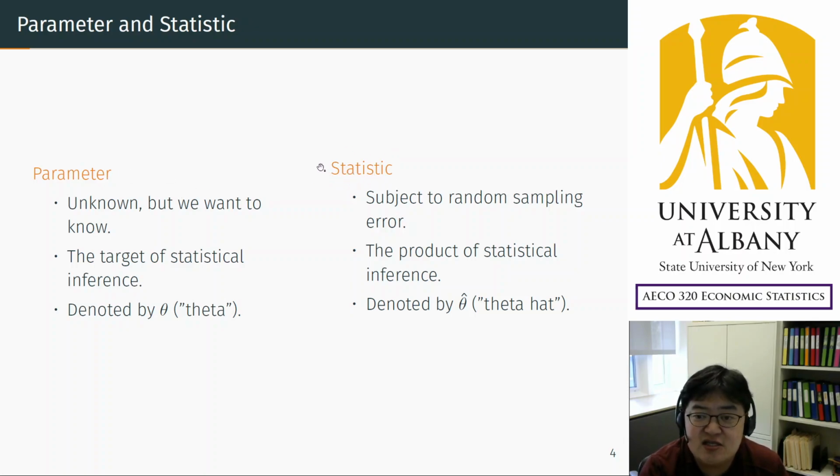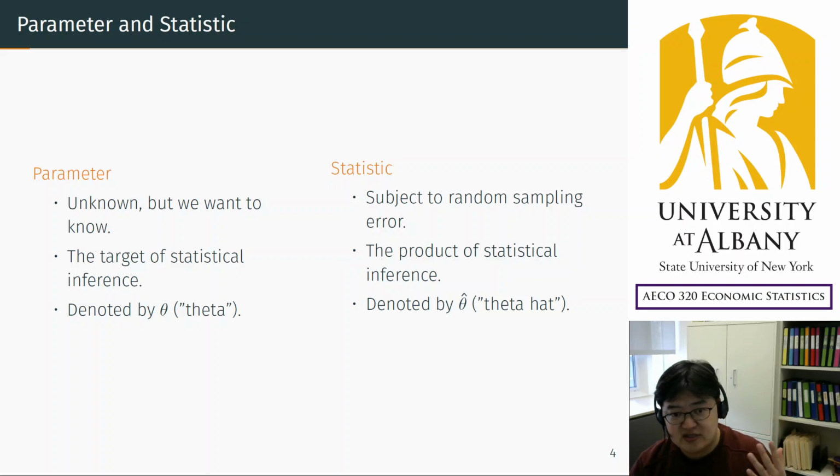On the other hand, a statistic is finite. Based on the finite observations, you can calculate the statistic. So you can calculate that, but the problem of the statistic is that it is random, which we discussed last time in the previous chapter. So a statistic is random, subject to random sampling error. Because of these properties, their roles are different.